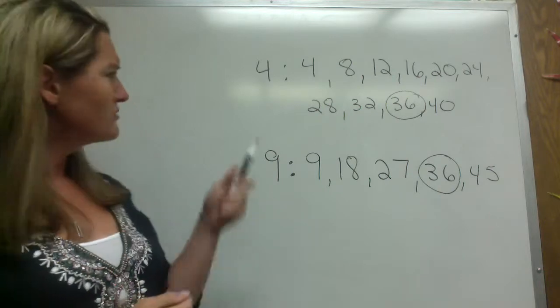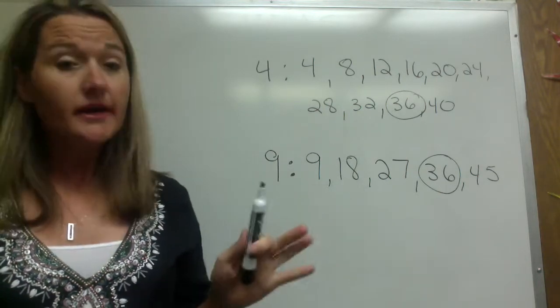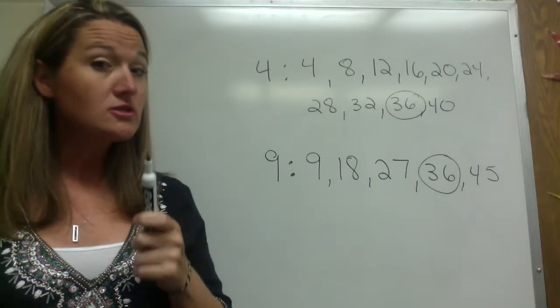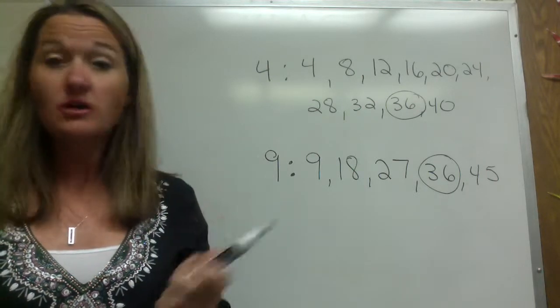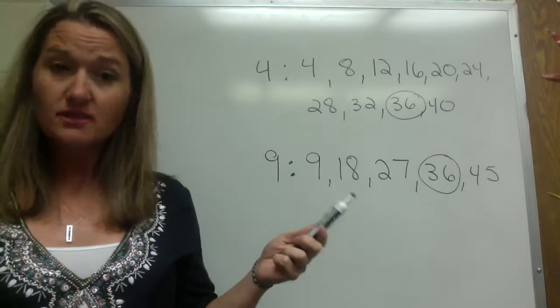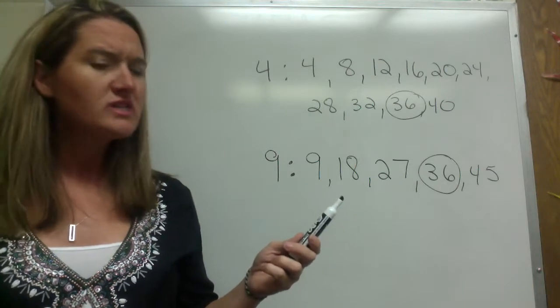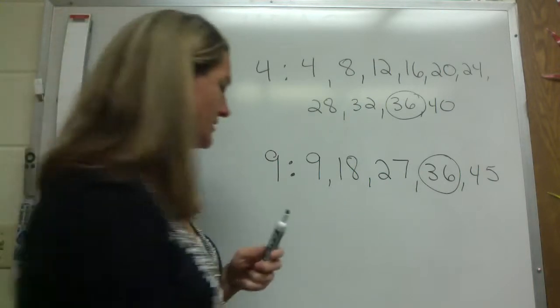Now I know you're probably thinking, I could just multiply 4 times 9 and get 36 and save all the trouble. That does work sometimes, but that's not always the case. Because 4 times 9, 36, is certainly a common multiple of those, but it might not always be the least if you multiply them together.